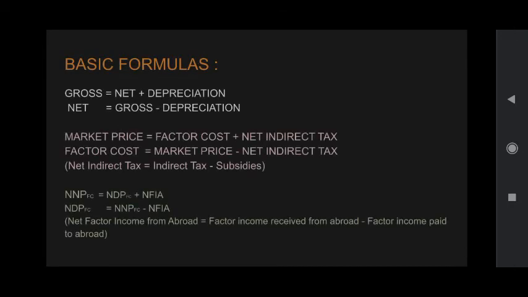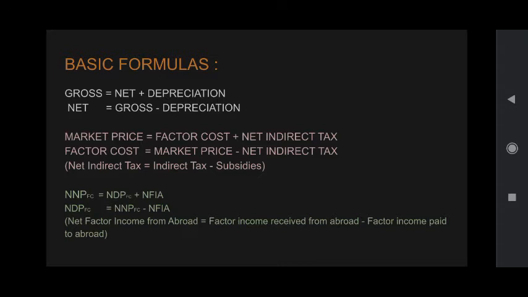Moving on, talking about some basic formulas. This is what I call the pillars of calculating or estimating national income. To understand and solve the numericals of national income, you need to have these three basics. These are the pillars. As in the previous video, when we talked about gross and net, market price and factor cost, that is what is discussed here. As you can see, the first formula is gross equals net plus depreciation.